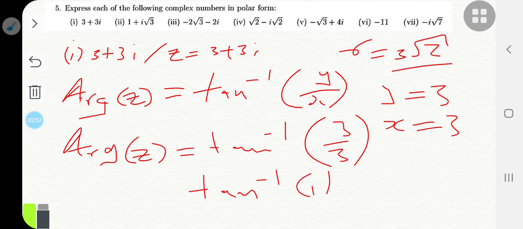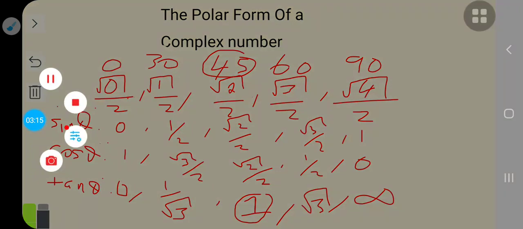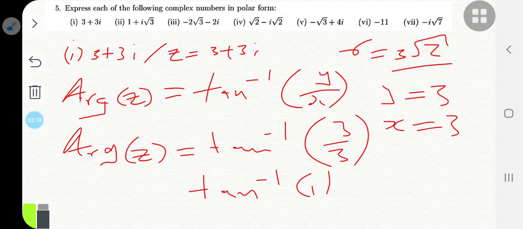We'll go back to our table which we did. As you can see on our table, it's our tan, so let's go where there is 1. Here is where 1 is, and what is our angle? Our angle is 45. So the tan inverse of 1 is just 45 degrees.